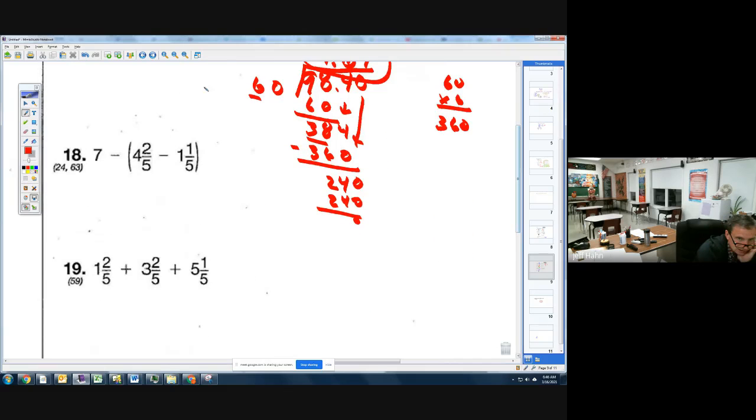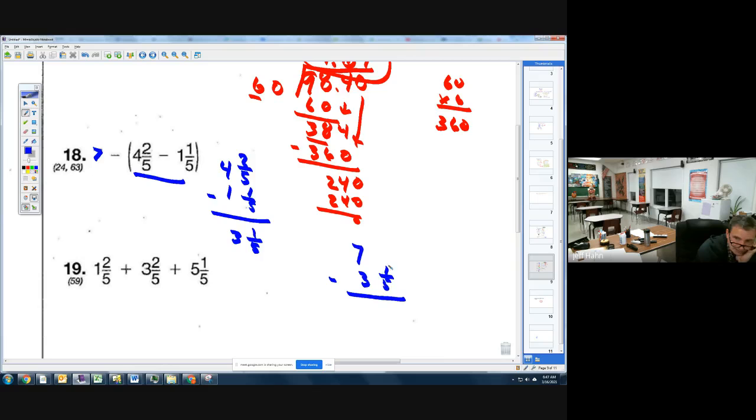Problem number 18. Again, as always, fractions, I always write up and down. We need to do this part first and then subtract from 7. 4 2/5 minus 1 1/5. 1/5 from 2/5 is 1/5. And 1 from 4 is 3. So now I have 7, do that over here, minus 3 1/5.